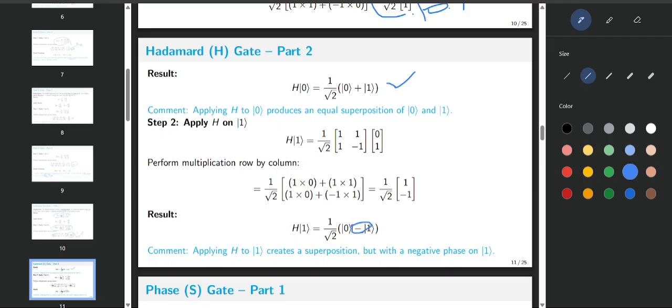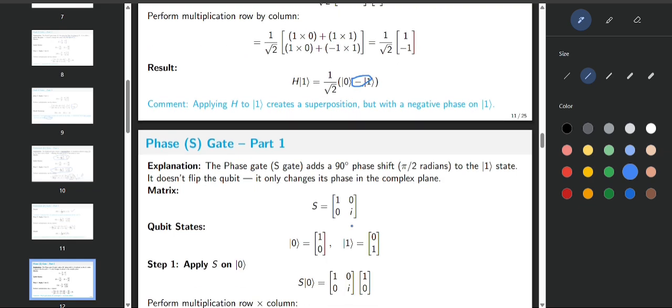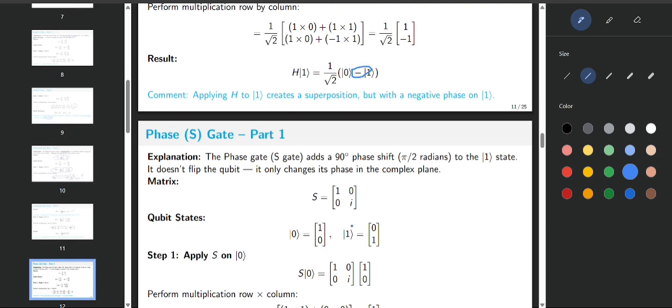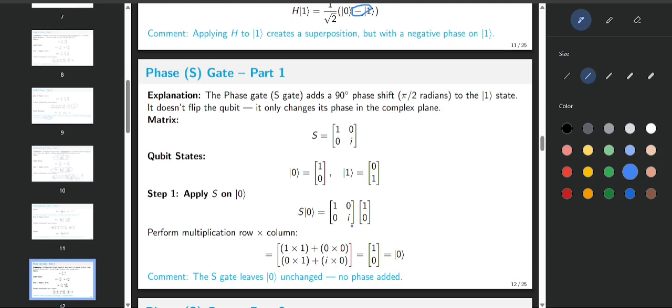If you apply the Hadamard gate on ket 1, you will end up getting a minus, that is a phase. Okay, that you need to remember. That is the small difference between the Hadamard gate on ket 0 and the Hadamard gate on ket 1.